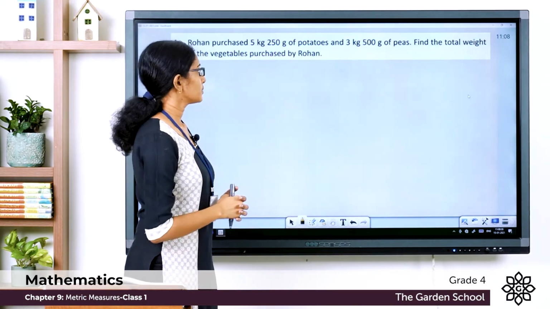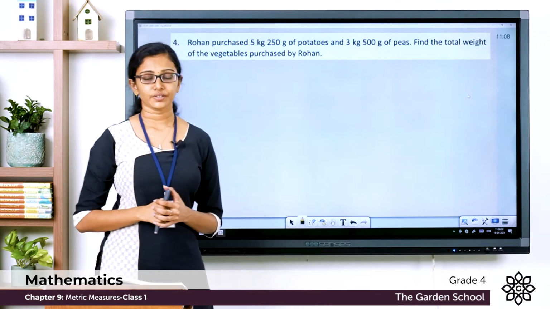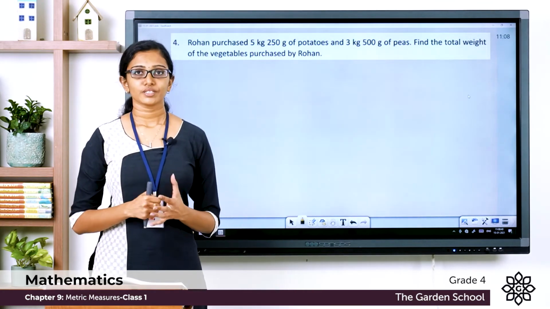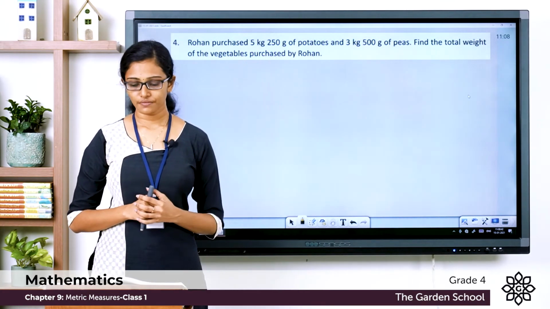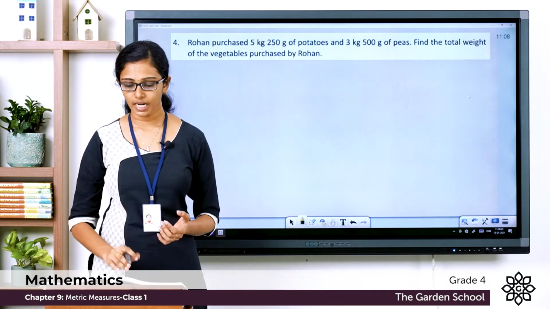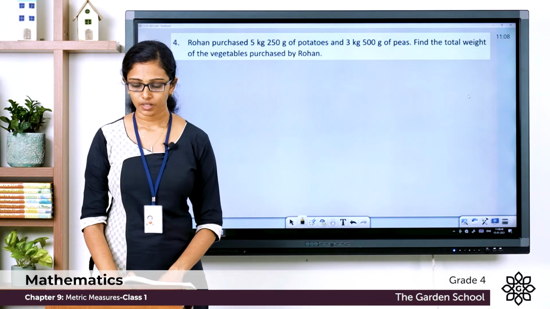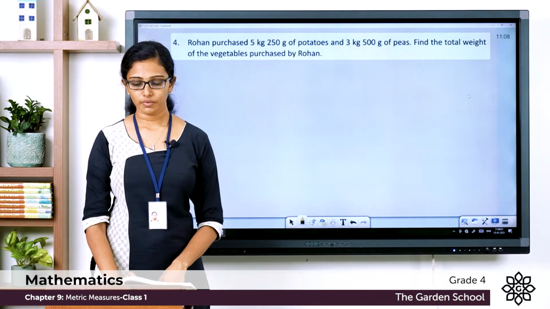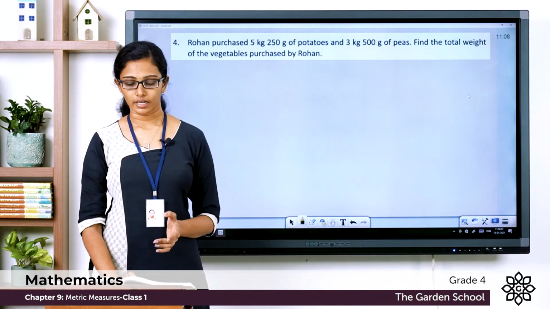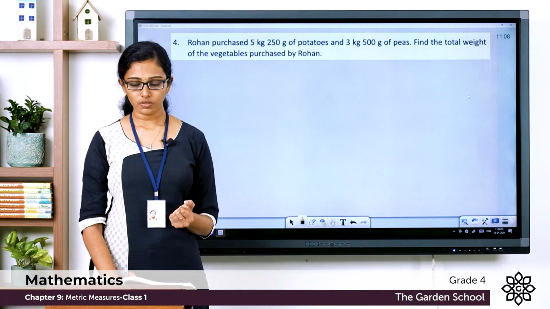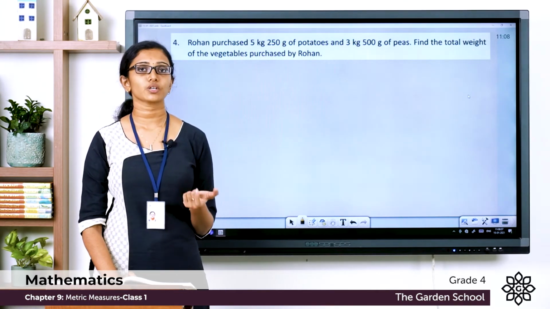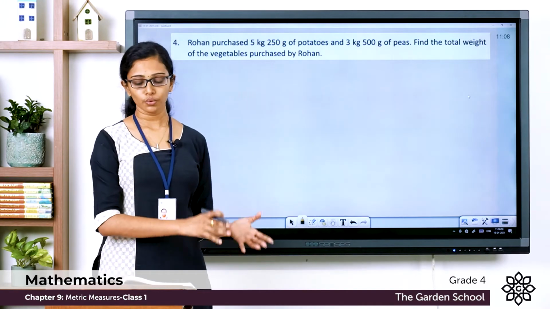Now children, we'll see some word problems from the Let's Recall page. Listen to the question. Rohan purchased 5 kilogram 250 gram of potatoes and 3 kilogram 500 gram of peas. Find the total weight of the vegetables purchased by Rohan. So we have the weight of potatoes and the weight of peas. How do you find the total weight? You have to add up the two weights.